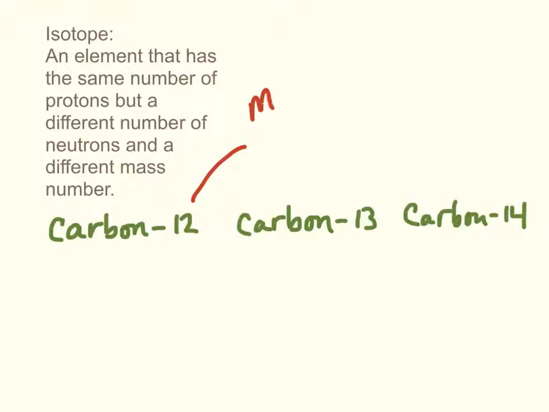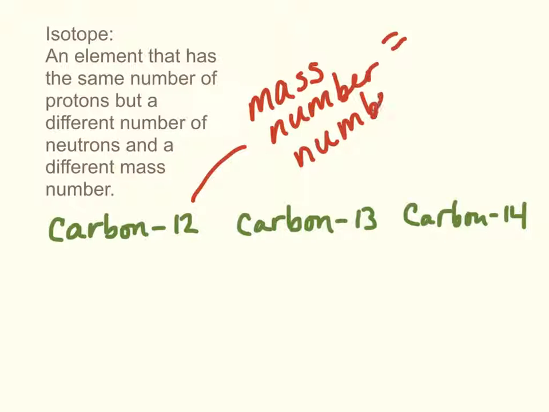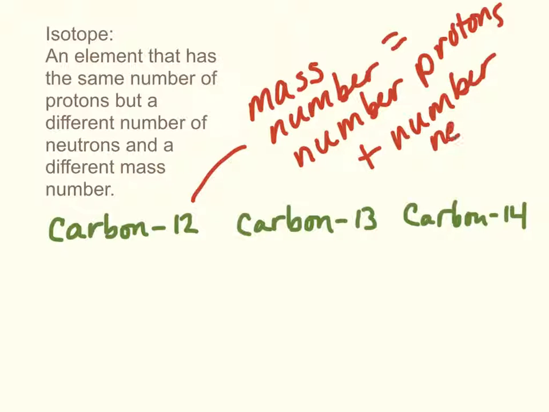This is called the mass number. And the mass number is simply the number of protons plus the number of neutrons. So that's going to be very important when we need to figure out some of the subatomic particles and how many we have. So our mass number tells us the number of protons plus the number of neutrons, and you'll get the atomic number off of the periodic table.